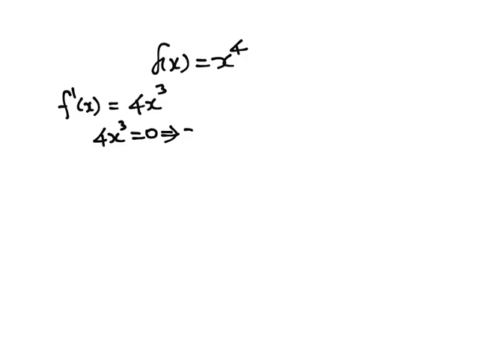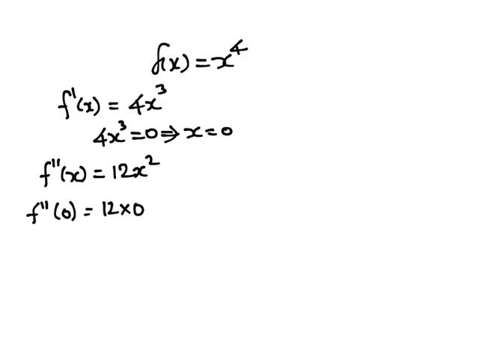Let me take f of x equal to x power 4. Now f dash of x equal to 4x cube. So let me equate that to 0 to find the stationary point. 4x cube equal to 0 implies x equal to 0. Now let me find the second derivative, f double dash of x, which is nothing but 12x squared. Now let me substitute the stationary point in the second derivative. So f double dash of 0 equal to 12 into 0 squared equal to 0.